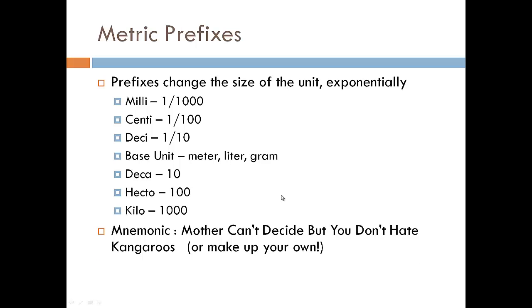The easiest way to do that might be with a mnemonic, such as, mother can't decide, but you don't hate kangaroos. I made that one up. There's lots of other ones you can use if you want, or you can even make up your own. Mother is obviously milli, centi, deci, but U stands for base unit, deca, hecto, and kilo, so it all fits.